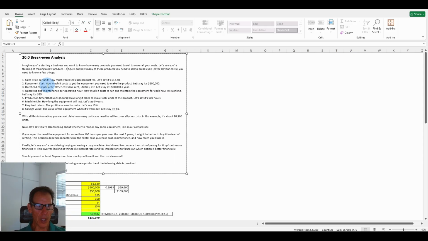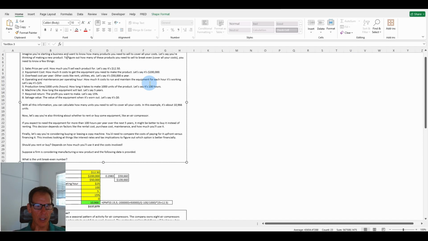You need to know a few things. How about the sales price per unit? How much you sell each product for? Let's say it's $12.50. Equipment costs, how much it costs to get the equipment you need to make the product. Let's say it's 200 grand. Overhead costs per year. Other costs like rent, utilities, etc. Let's say it's 50 grand a year.